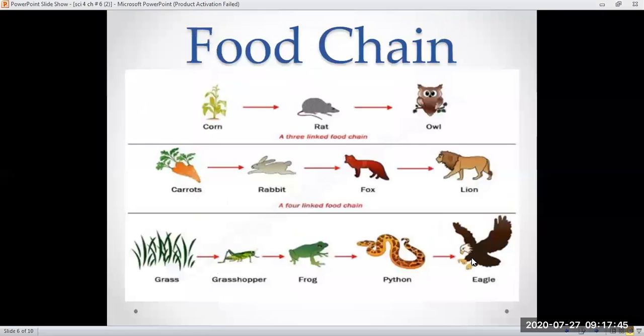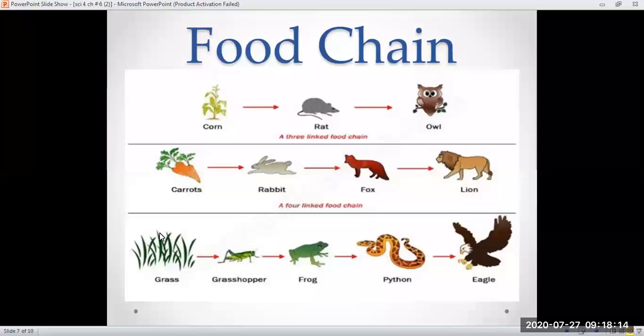First one, here is corn. An arrow sign indicates that this food is eaten by that animal. This arrowhead indicates that the plant was eaten by the rat, and the rat was eaten by the owl. So this is a three-linked food chain. These are food chains which tell you how energy is transferred from one thing to another.